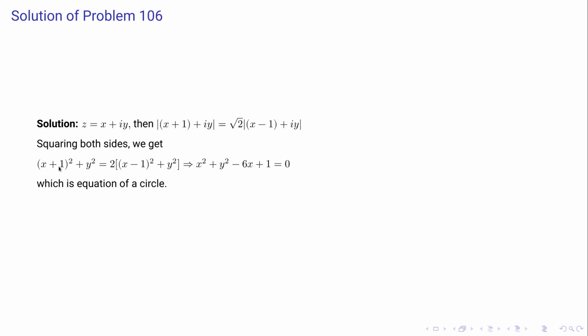We get on left hand side x plus 1 whole square plus y square, and on right hand side we will get 2 into x minus 1 whole square plus y square. Now this will give us x square plus y square minus 6x plus 1 is equal to 0. Now if you want to further evaluate this, it can be written as x minus 3 whole square plus y square minus 8. So 8 will go on right hand side, which will be 2 square root of 2 whole square. So this represents a circle with center at 3, 0, that is on x-axis, with radius 2 square root of 2.